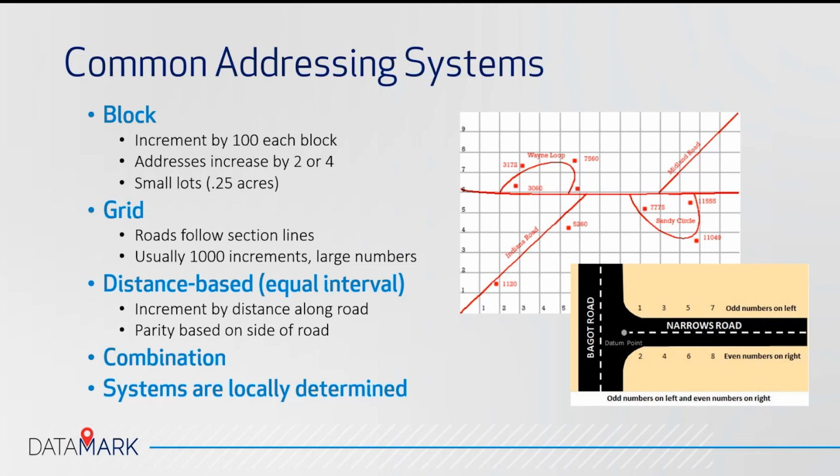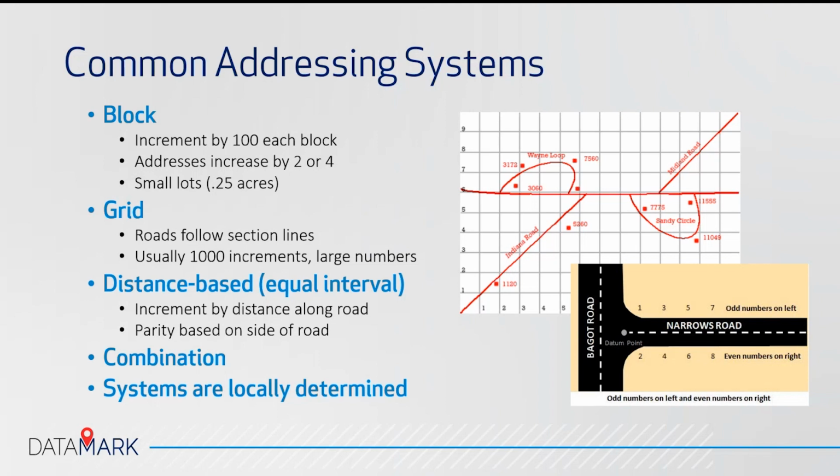For example, in my community, we use distance-based and we use block. Distance-based was for the larger, more rural areas where you had a half acre or more, family subdivisions or rural areas like farms. But then we also use block because we had a lot of small lot developed subdivisions going in, and they were a quarter acre or less. Those started at 100 and increased by 2. So 100, 102, 104, 106 would be on the right-hand side, and then the opposite would be the odd numbers.